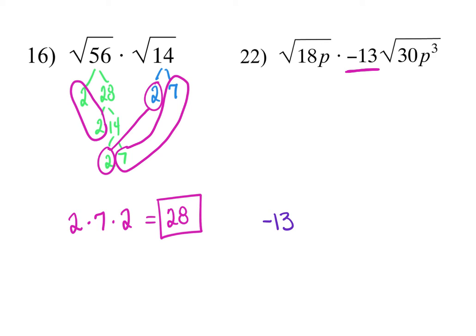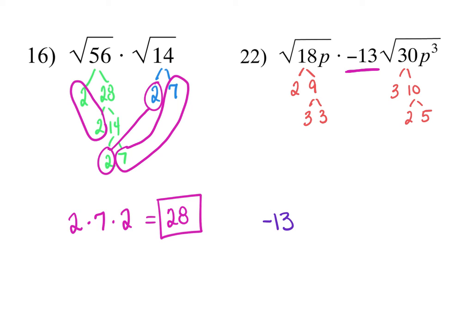Like, it's still going to be up there when you finish your final answer. So just make sure if there is one on the outside, plop it wherever you're going to put the numbers you're pulling out. And then you can do your factoring. 18 is 2 and 9, 3 and 3. 30 is 3 and 10, 2 and 5.